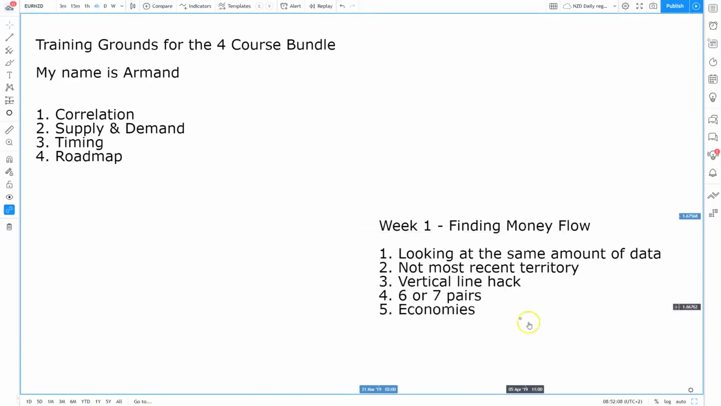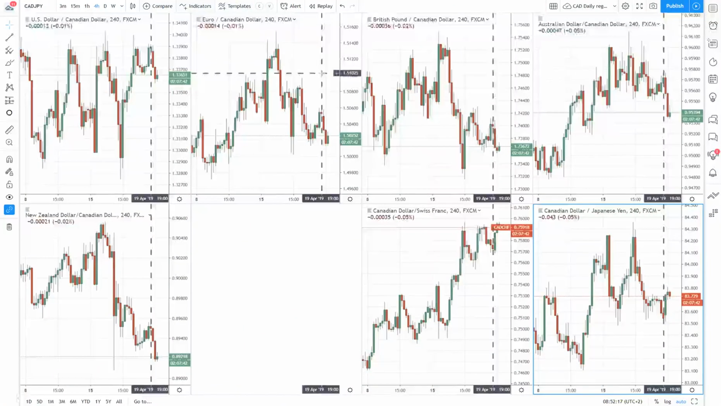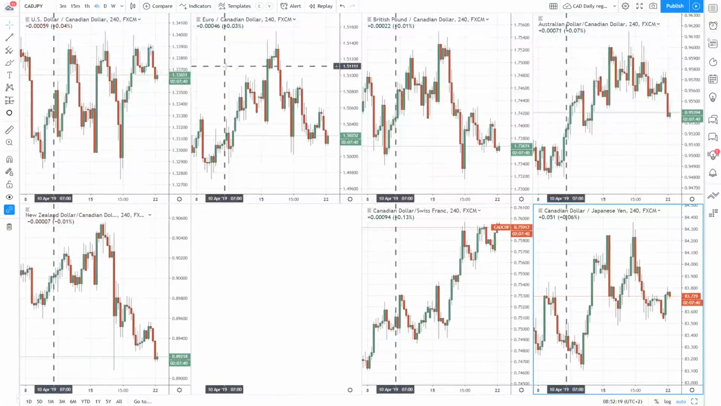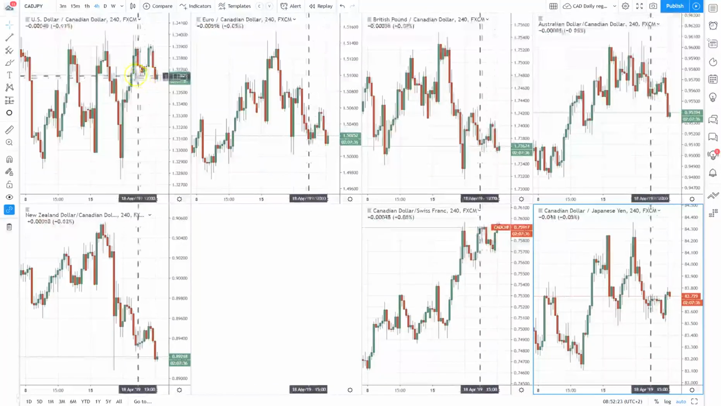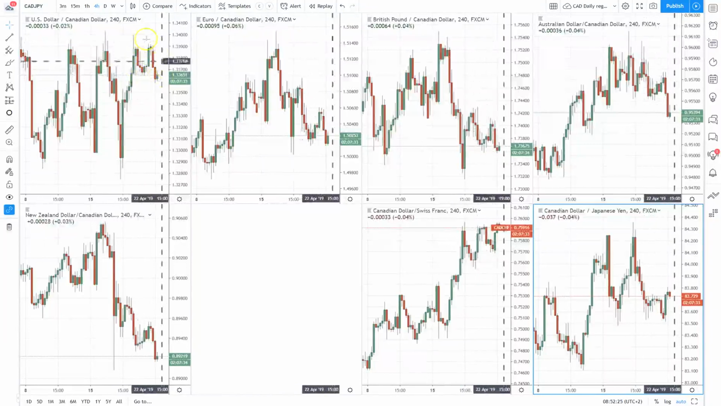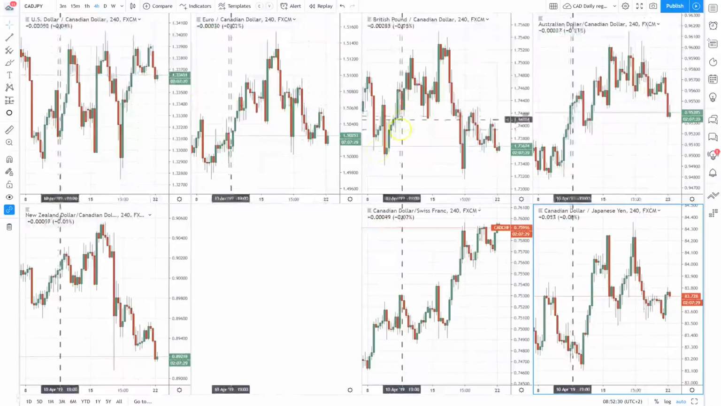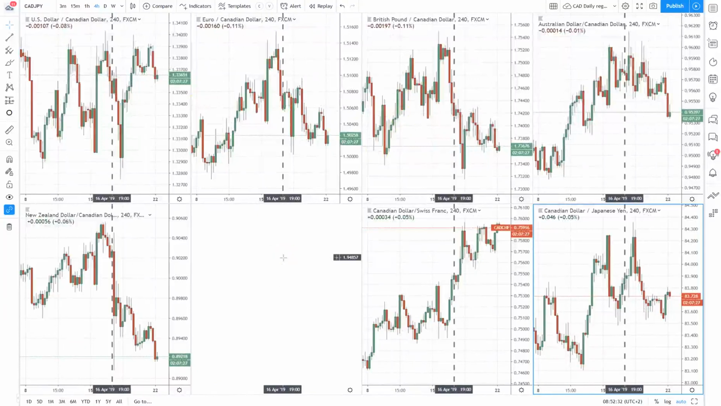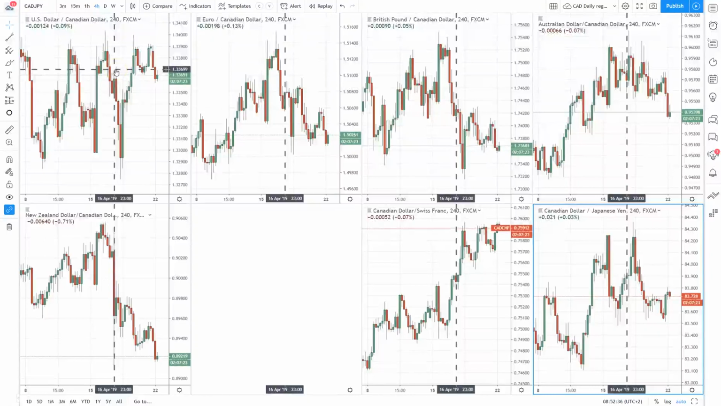Okay, so looking at the same amount of data. To find money flow, it is very important to look at the same amount of data all the time. So if I'm looking at a chart here, and let's say I want to know, this is the CAD group by the way, I want to know what is the money flow for CAD. Well, I don't want to just look at the most recent thing here, but I also want to make sure that for all of these different pairs, all 7 pairs, I'm looking at the same amount of data, because otherwise I can't compare them to each other.